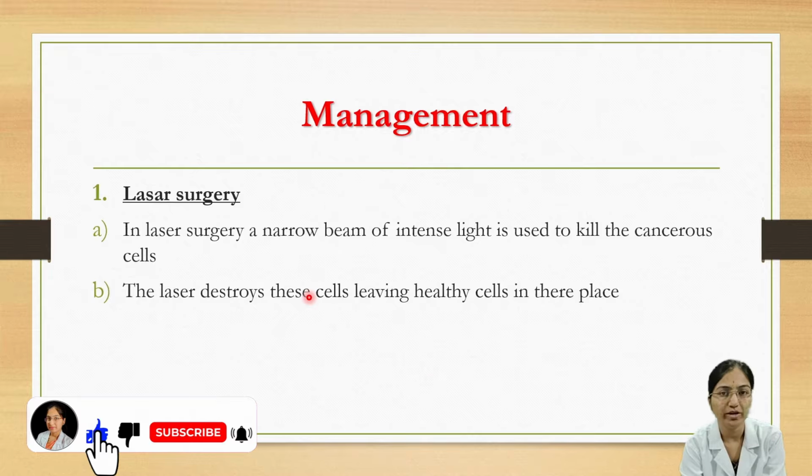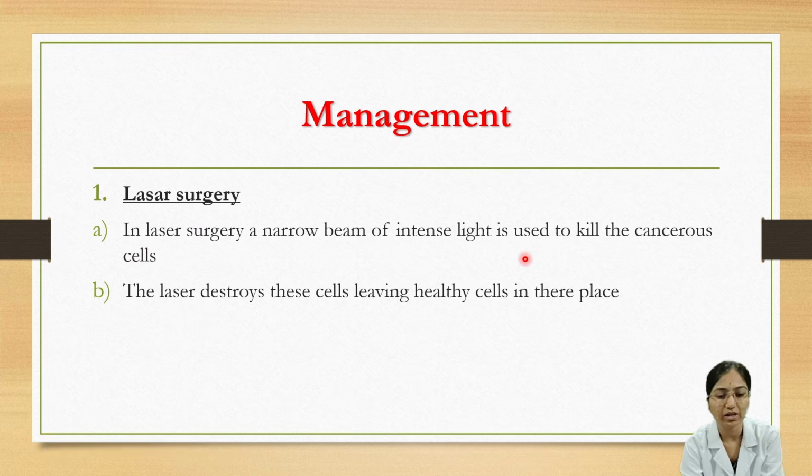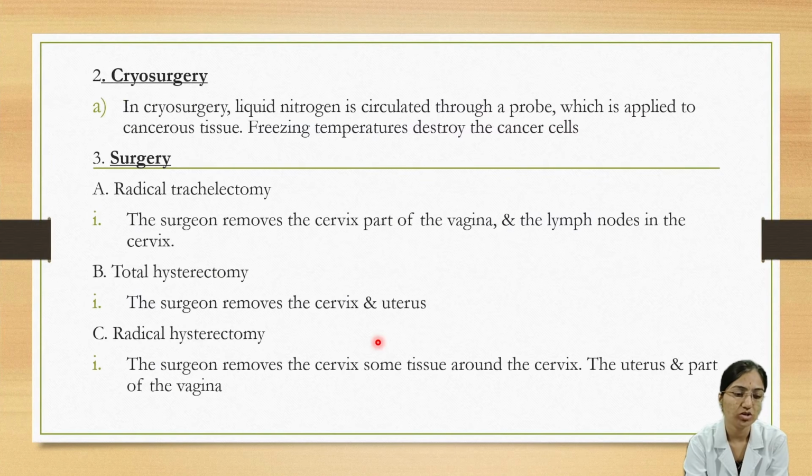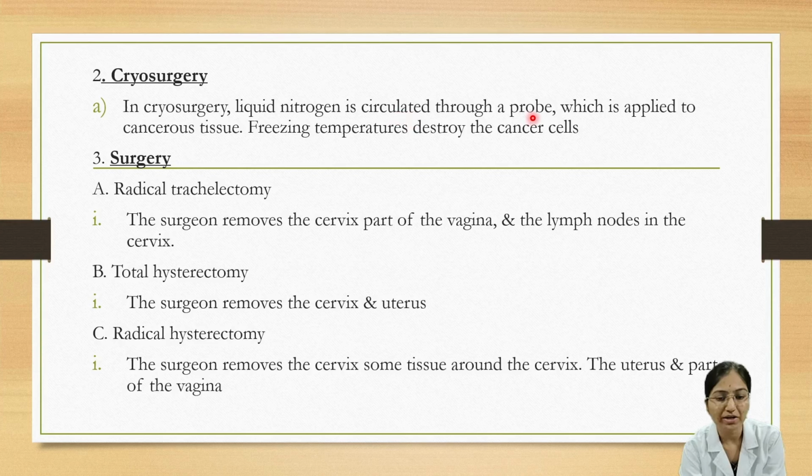Here comes the management, an important part of this topic. Laser surgery: a narrow beam of intense light is used to kill the cancerous cells, and the laser destroys these cells, leaving healthy cells in their place. The next one is cryosurgery. In cryosurgery, liquid nitrogen is circulated through a probe which is applied to cancerous tissue. Freezing temperatures destroy the cancer cells.